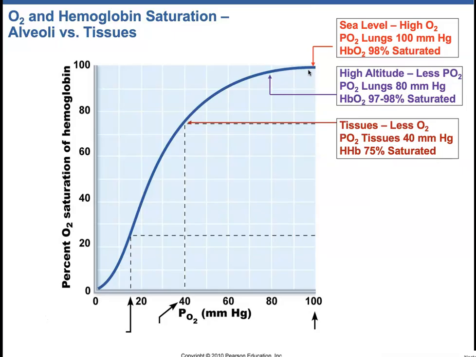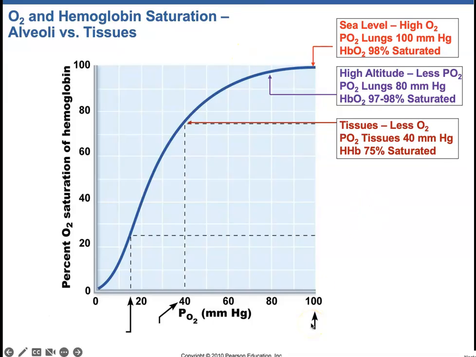Now let's look at what happens when we go to altitude. So say at altitude, the partial pressure of oxygen was down at 80, right? So we're at 80 millimeters of mercury. We are still going to have a pretty good saturation over here with our hemoglobin, even though the partial pressure decreased, right? It's not going to be that bad.